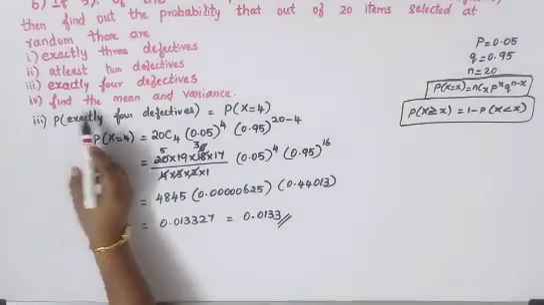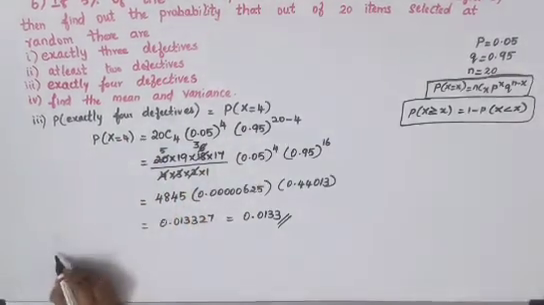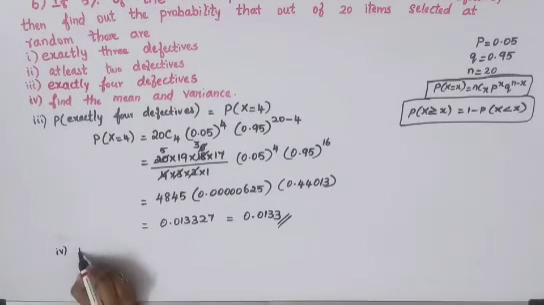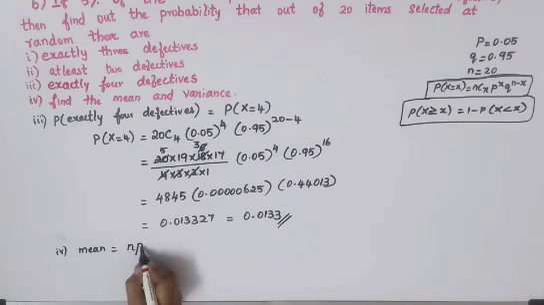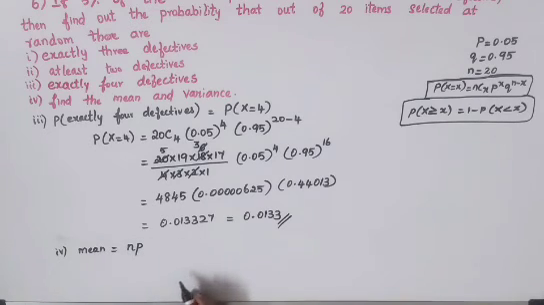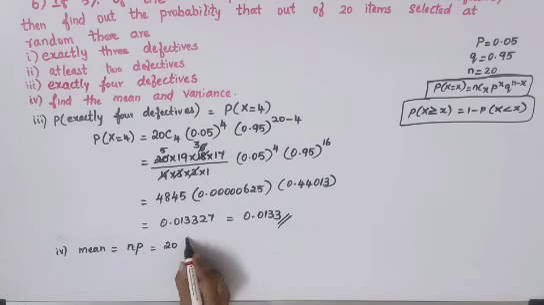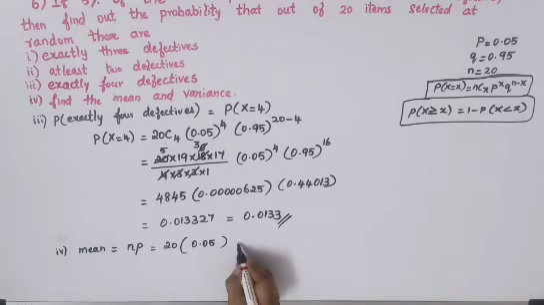Your fourth subdivision, find mean and variance. So your fourth subdivision, your mean is equal to NP. Your formula is NP in your binomial distribution. Okay, so N is nothing but your 20, we have got it there, and your P is 0.05. So multiplying these two numbers, you will get your answer is 1.